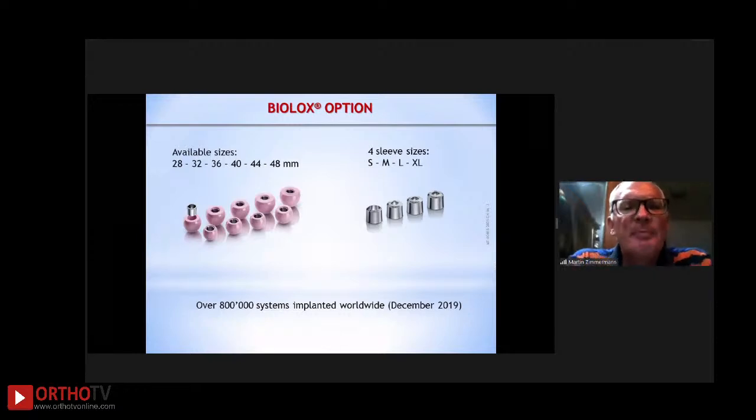So what is the Biolox option? You can see that on this slide, on the left-hand side. It's actually a system of ball heads going from 28 millimeter up to 48 millimeter in diameter, and is provided with four different sleeve sizes, S, M, L, XL, in order to adjust leg length. Up to statistics of December 2019, more than 800,000 of these systems have been implanted worldwide.